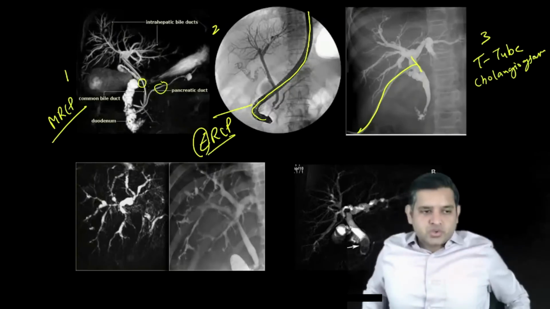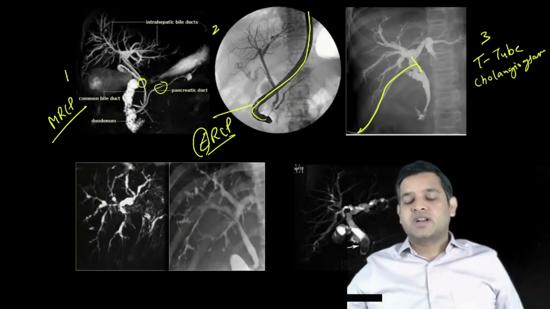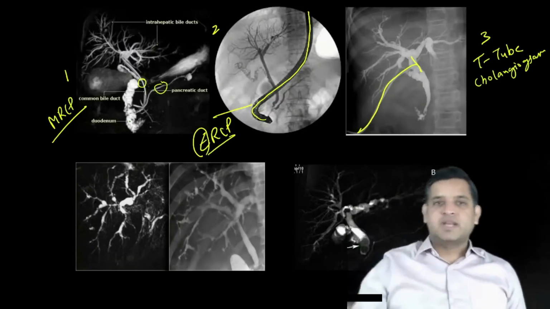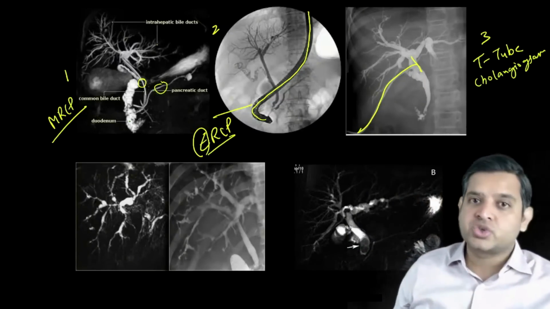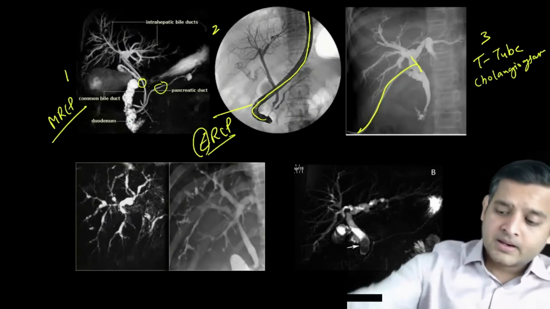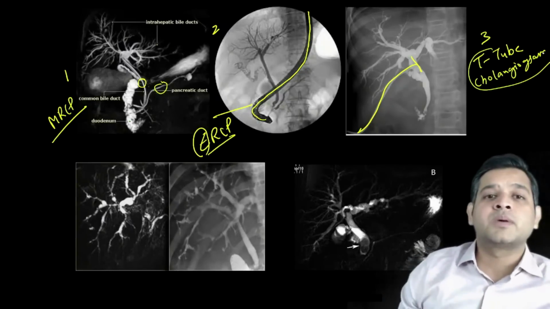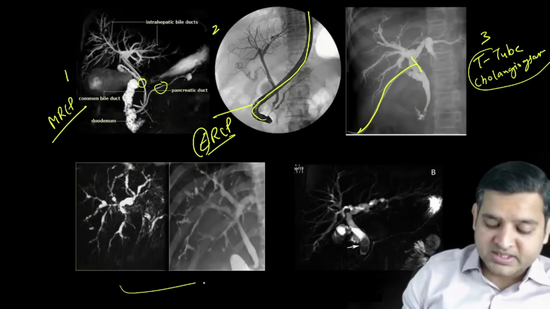T-tube cholangiogram. The T-tube cholangiogram, where a T-shaped tube is placed in the central part of the common bile duct, and that's a T-tube cholangiogram. Okay. Now, these are the normal images that I have shown to you. There are some diseases here.